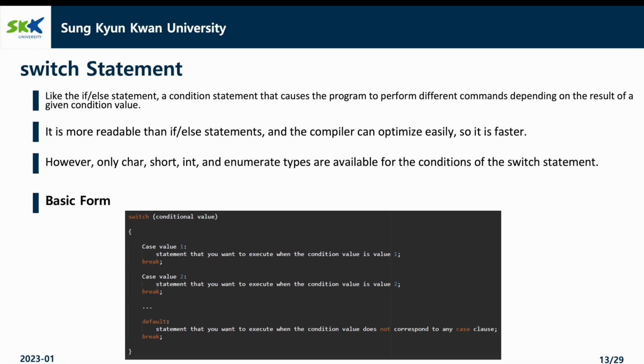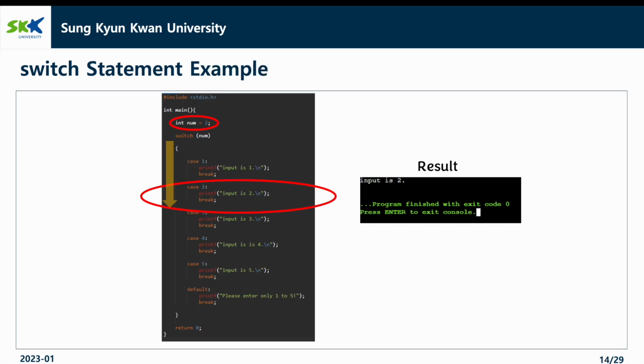Below is the basic form of the switch statement. Let's understand more by looking at the following example. This example is an example of guessing the value of num. The comment statement to be performed is different for each case of num, which is a condition of the switch. In this case, num is 2, so it corresponds to case 2. Therefore, a statement outputting input is 2 is performed.